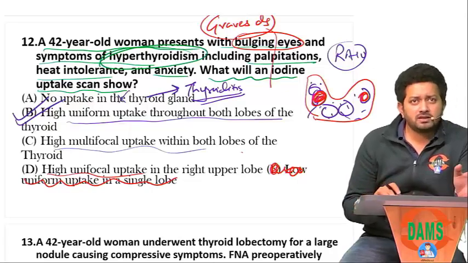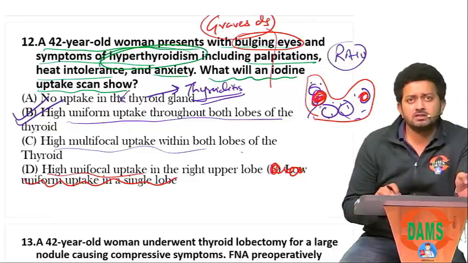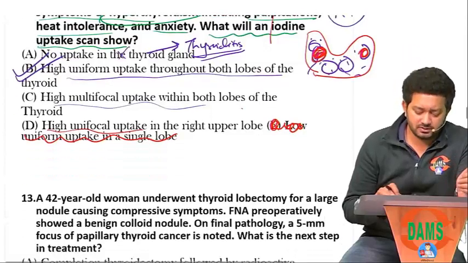Okay, so B is the answer. Graves' disease, a uniform uptake by both the lobes as well as isthmus.